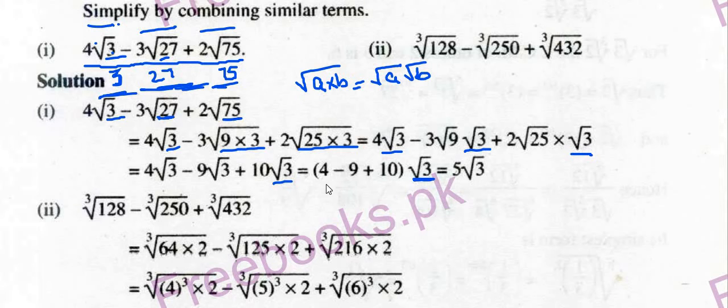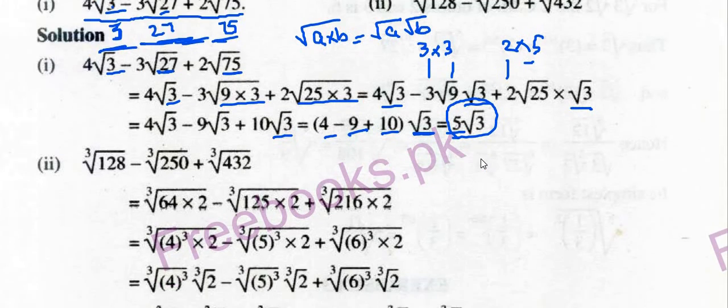Now we get 4, minus 3 and square root of 9 is 3, 3 multiply 3 is 9. Plus 2 multiply square root of 25 is 5, this is 10. So 4 minus 9 plus 10 is 5. So the answer is 5 square root of 3, which is irrational.